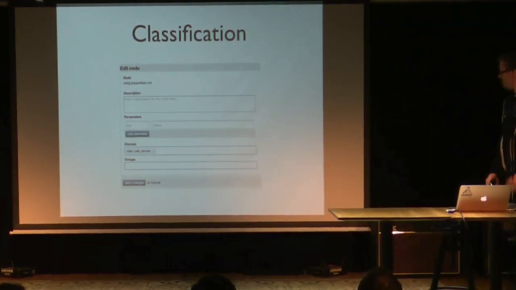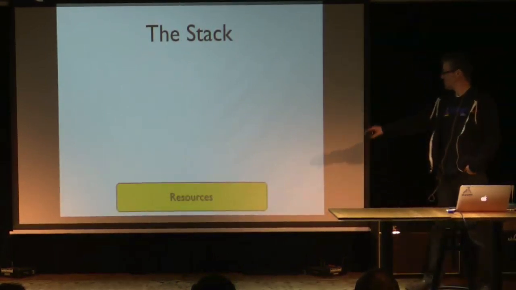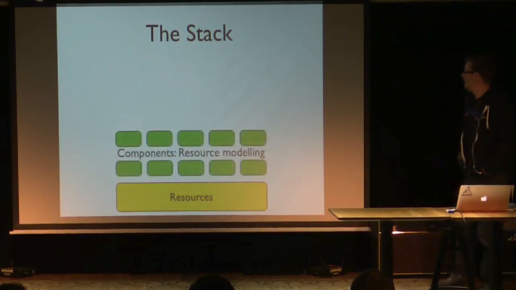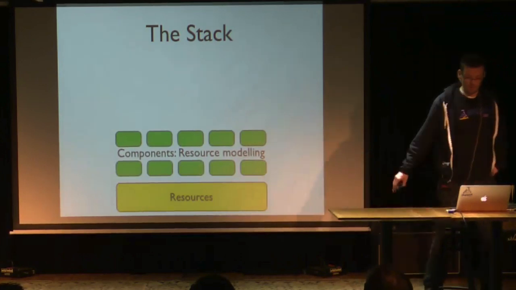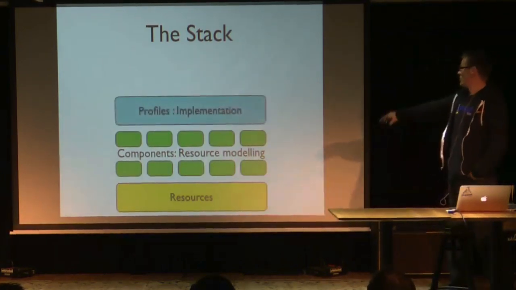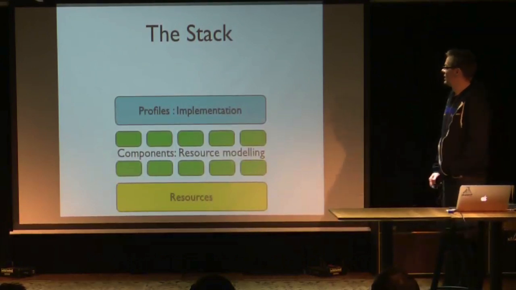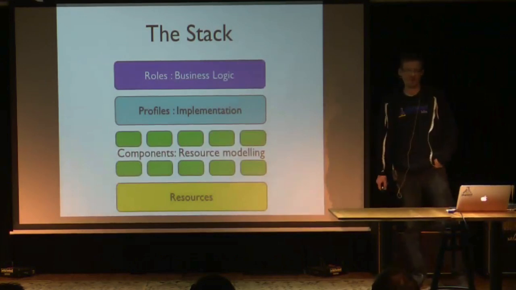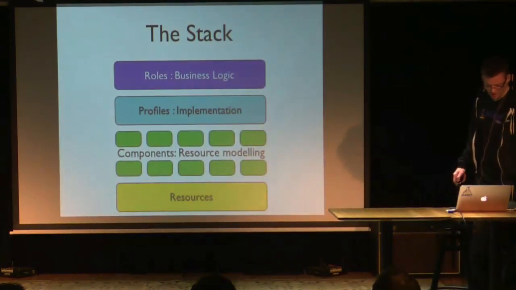So let's just get back to our stack now. We know we want to model these, we know we want to manage these resources. We know we want that to work. We know we've got our resource modeling layer here, which is all of our component modules. We've already added our implementation layer for actually implementing those component modules. And all we've done now is just add another layer of abstraction, which is our business logic.